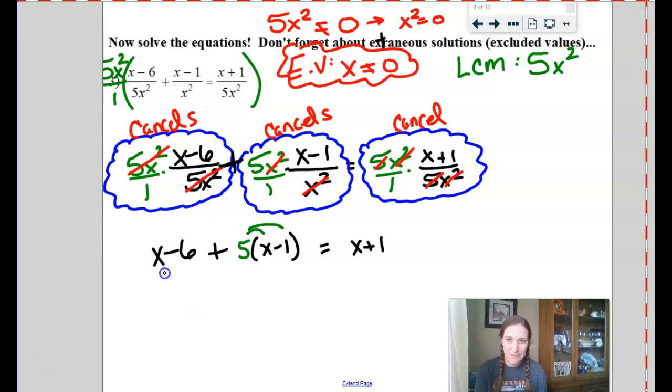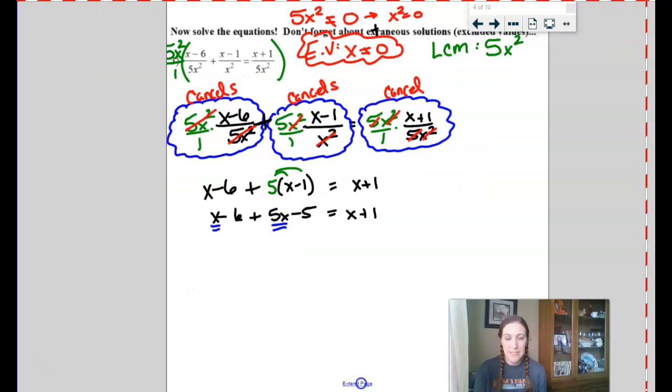So we're going to distribute that 5. We have x minus 6 plus 5x minus 5 equals x plus 1. Okay, on the left side here, we're going to collect our like terms like an equation. This is a linear equation, so it might take us a couple steps, but it shouldn't be too bad. This is a 6x. And then right here, if we combine the minus 6 and the minus 5, we get minus 11.